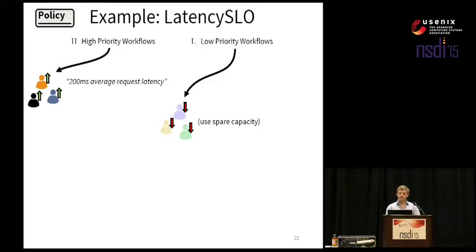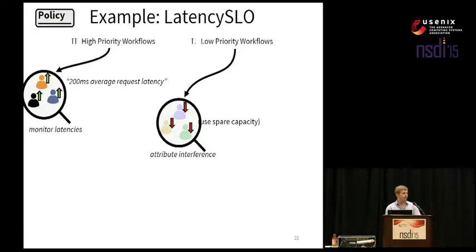The policy continually monitors the request latency of the high-priority workflows, and if they are starting to get worse than their guaranteed latency, the policy will attempt to identify which resources are bottlenecks, and then which low-priority workflows might be causing those bottlenecks, and then throttle those low-priority workflows as appropriate.